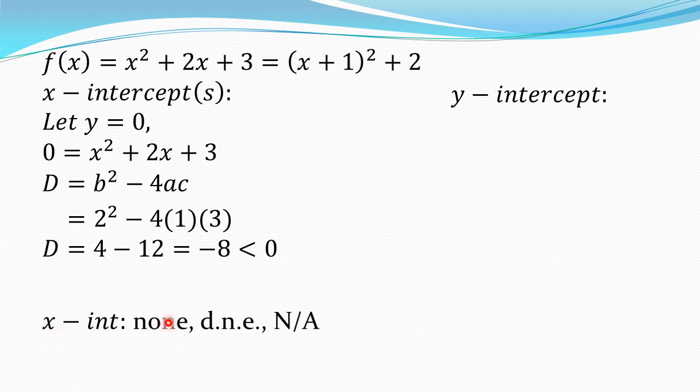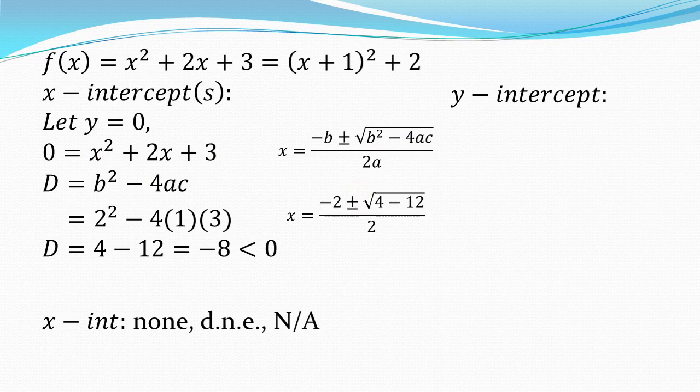Our x-intercepts are none, or does not exist, or just put there are no x-intercepts. But let's verify this one, if it's really negative. So you have your quadratic formula right here, negative b plus or minus this quantity over 2a. Your b is just 2, your a is 1, and your c is 3. And calculating this, we have this one.